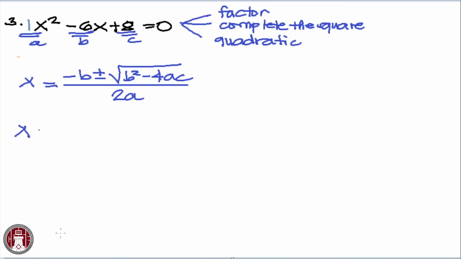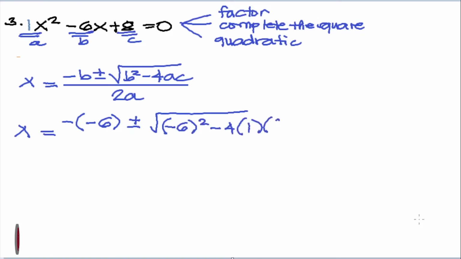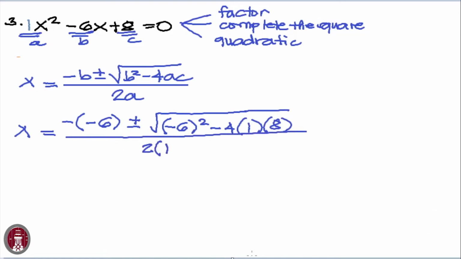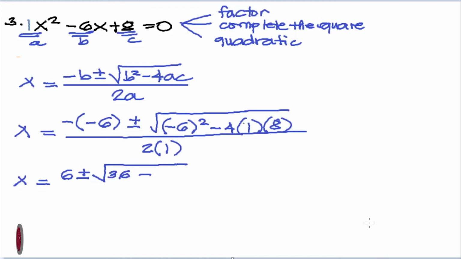So we have x equals negative the negative 6 plus and minus the square root of negative 6 squared minus 4 times 1 times 8, all over 2 times 1. Okay, you can solve one by one. Negative, the negative is positive. Then negative 6 squared is 36. Minus 4 times 1 times 8 is 32. All over 2 times 1.